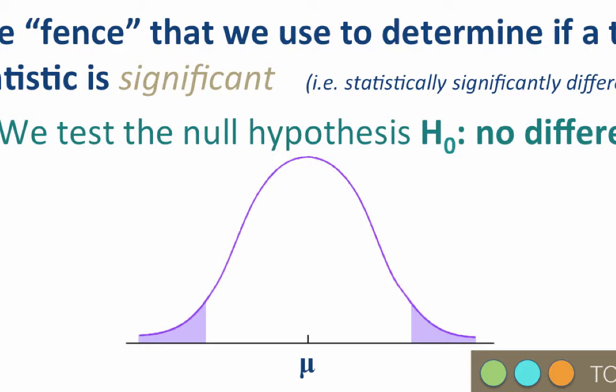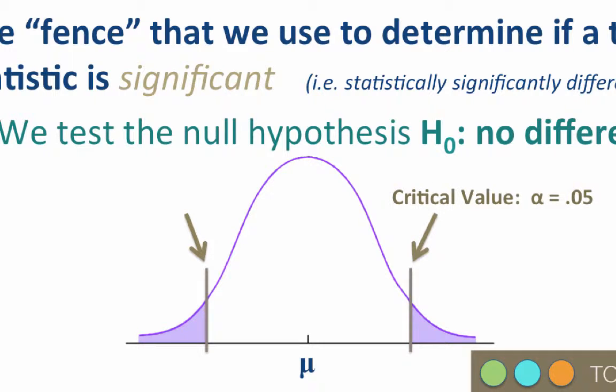So we are going to establish 2 fences, one on the right and the other on the left. Values over the fence in the purple shaded area, which is called the critical region, are so extreme that it is unlikely we would randomly select a sample with this mean if the null hypothesis is true. The fence is called our critical value. The specific location will vary depending upon our sample, but we will use the same standard to set the critical value every time. That standard is an alpha level of 0.05.